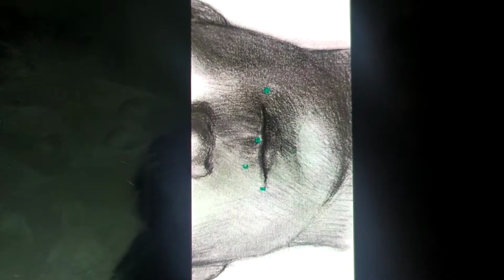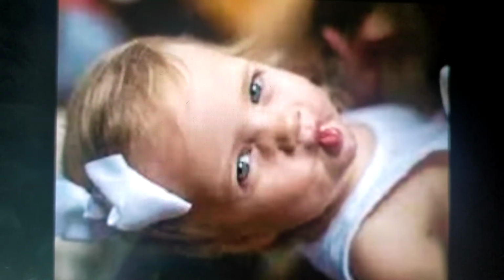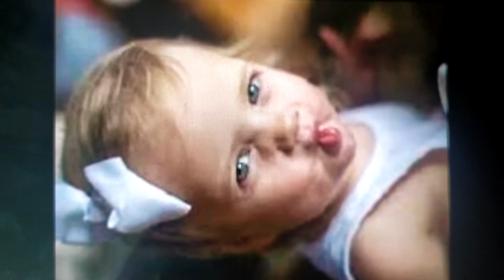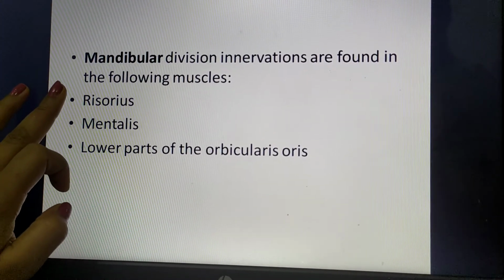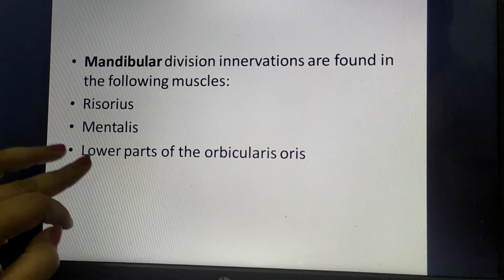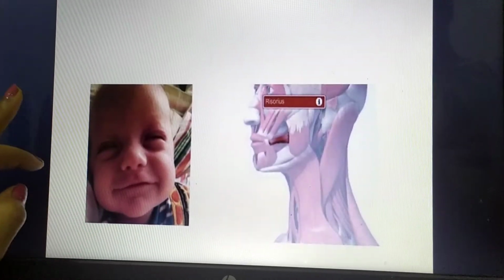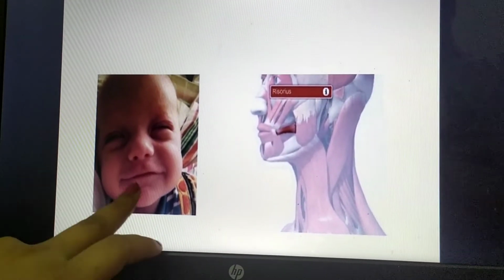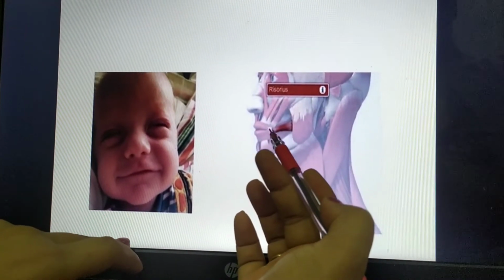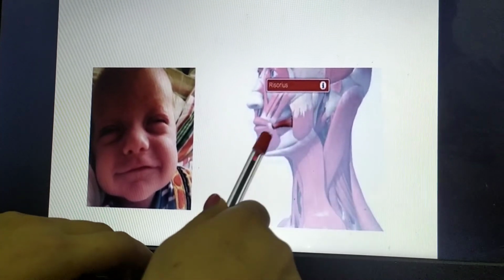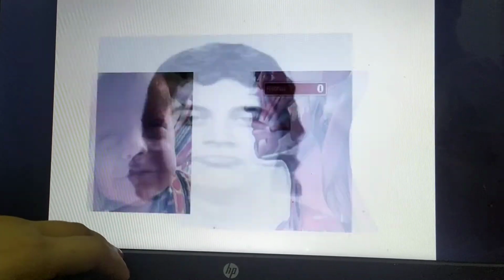It is also known as kissing muscle. The buccinator muscle helps in making the fish face. Next, fourth is the marginal mandibular branch, which supplies the risorius, mentalis and lower part of orbicularis oris. The action of risorius is also smile. It pulls the angle of mouth laterally. This is the risorius muscle. When it contracts, it pulls the angle of mouth laterally.